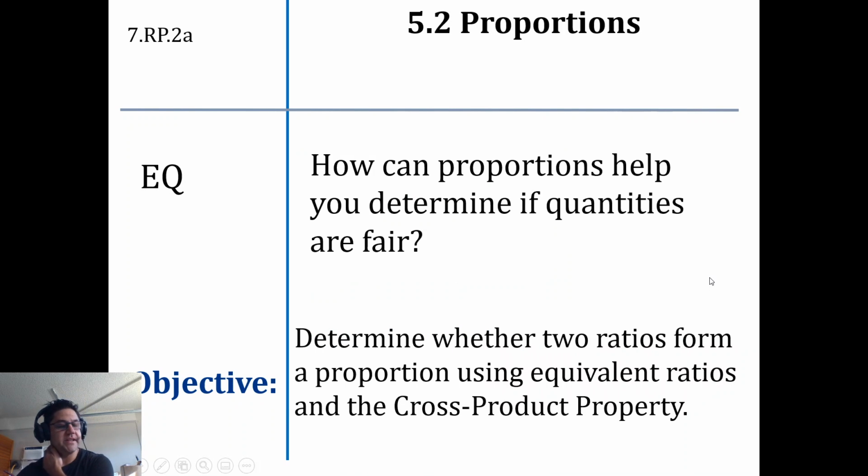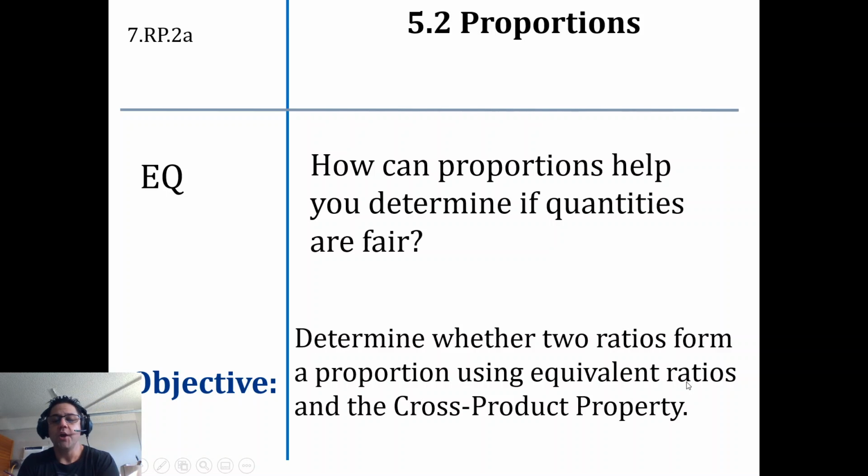All right, ladies and gentlemen, today we are looking at lesson 5.2, proportions. Some of the great news is we've already done some of this work, especially on the IXL. It may not have looked exactly the same, but we were doing similar information. Oh, look, right in there, objective: determine whether two ratios form a proportion using equivalent ratios and the cross product property.